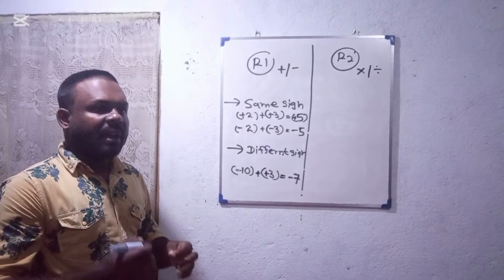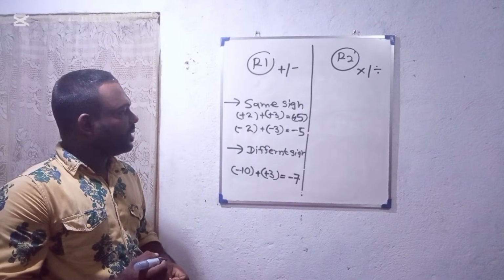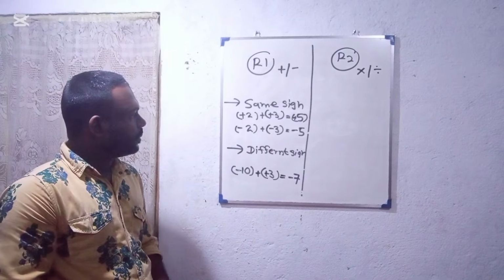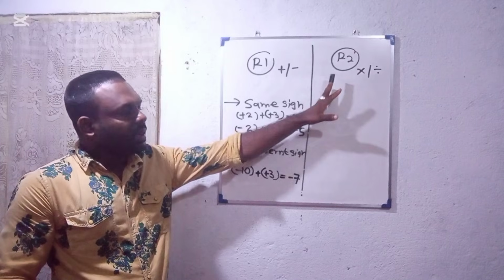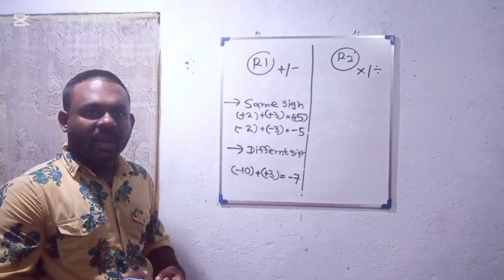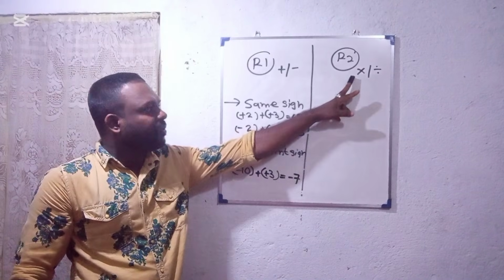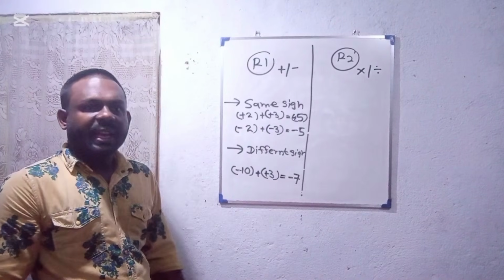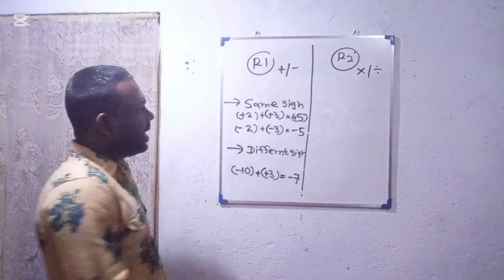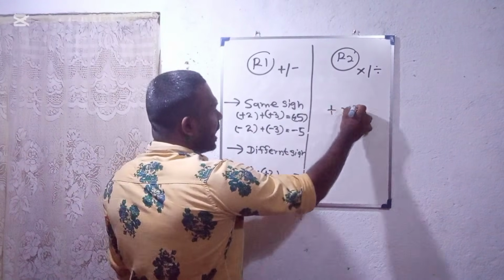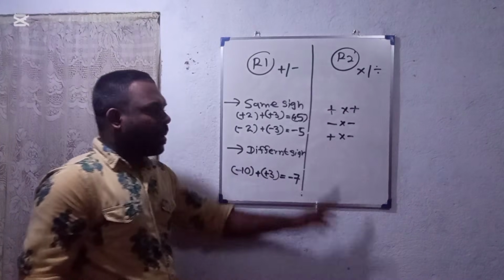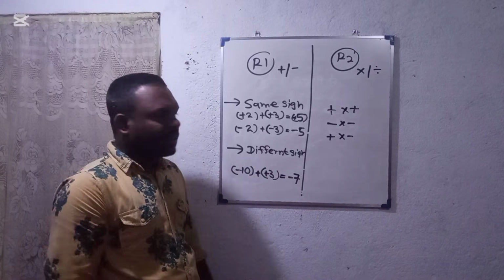But it will become an advantage in future. Now we identify what R2 is. R2 you already know, but I label it as R2, defined for multiplying and dividing integers. Here I write plus times plus, minus times minus, plus times minus, or minus times plus.